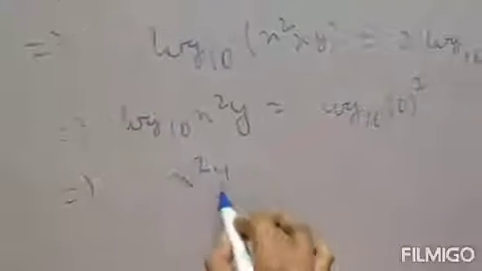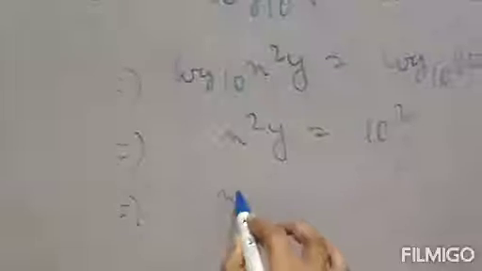Just before cancelling, write one extra line, that is log of x square into y to base 10. Apply the power law, so 2 will be in the power form, log 10 to the power 2, put this in brackets. Now cancel the log from both sides, so x square y will be 10 to the power 2. That means x square y equals 100.